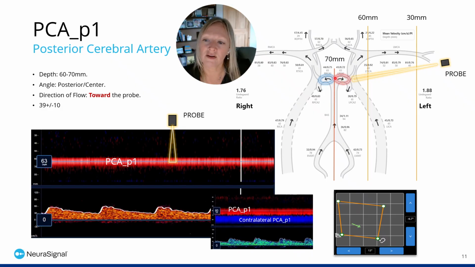If you do identify the blue band attached to that red band on your TCD when you're looking for your PCA, that blue band that you see here is your other side PCA. These are your P1 segments bilaterally. A lot of people get confused and think that it's possible we can see P1 and P2 here. That is not the case with TCD dedicated Doppler. These are your P1 segments bilaterally.